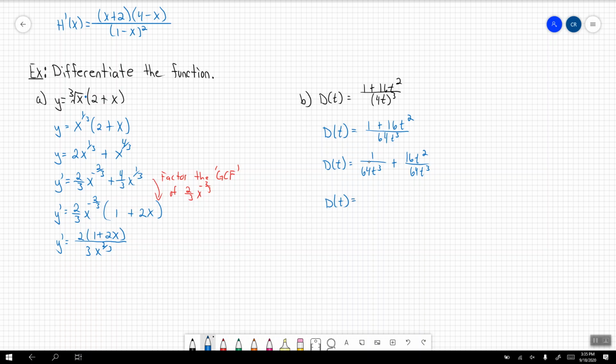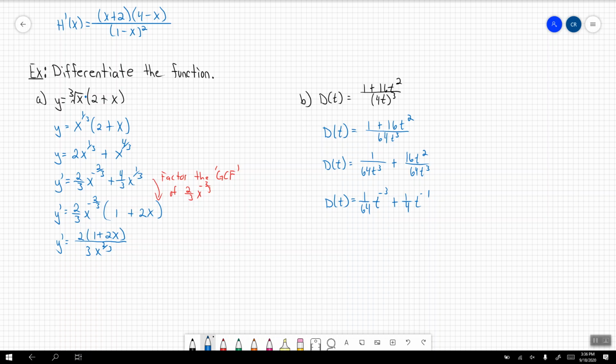So d of t, the first term is going to be the quantity of 64, and you know what, we can actually bypass that because 64 is a constant, so we get 1 over 64 multiplied by t to the power of negative 3, plus we now need this 16 divided by 64. When you take 16 and divide it by 64, you get 1/4. Again, that 1/4 is a constant, so I'm going to keep that there. t squared divided by t cubed is t to the power of negative 1. In other words, the t stays in the denominator, or we get t to the power of negative 1.